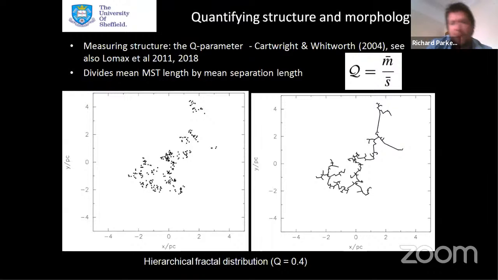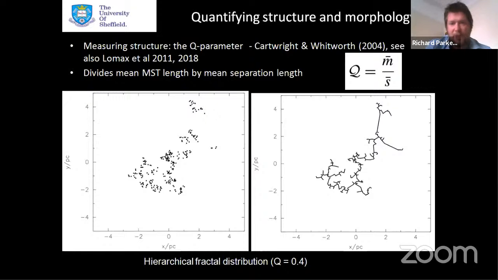And you may be familiar with minimum spanning trees. They're used a lot in things like the traveling salesman problem, and in communications optimization. So the Q parameter works by drawing a minimum spanning tree between all the points in the distribution. In this case, these are the stars in the star-forming region. And then you divide the average length of the minimum spanning tree by the average length of the complete graph. The complete graph is the lines that join all the points in the distribution to each other.